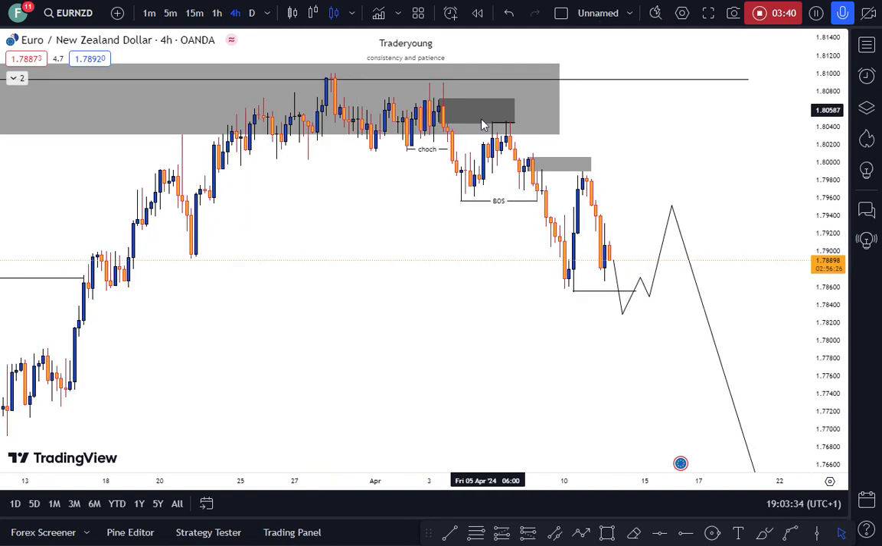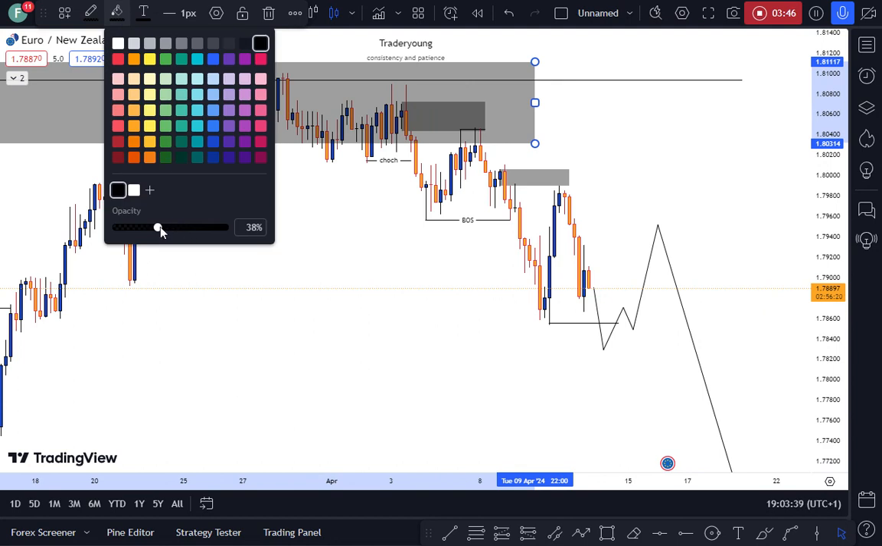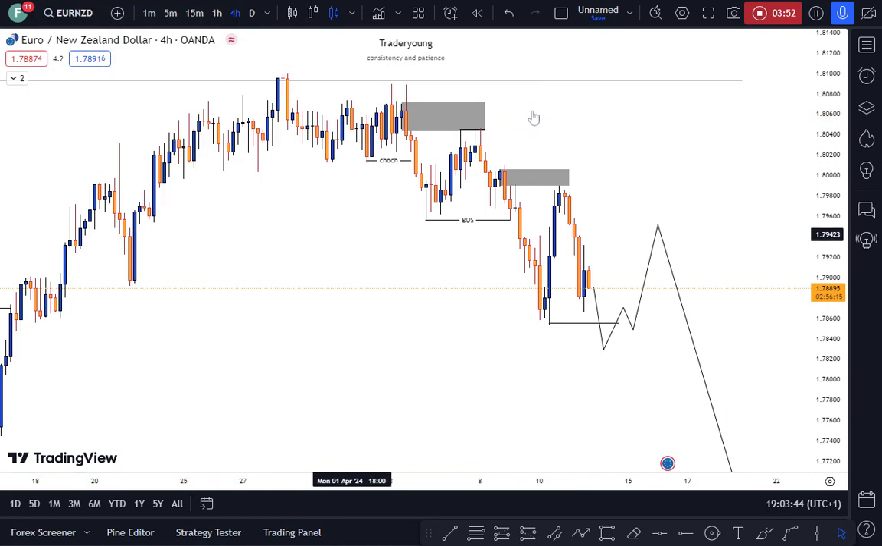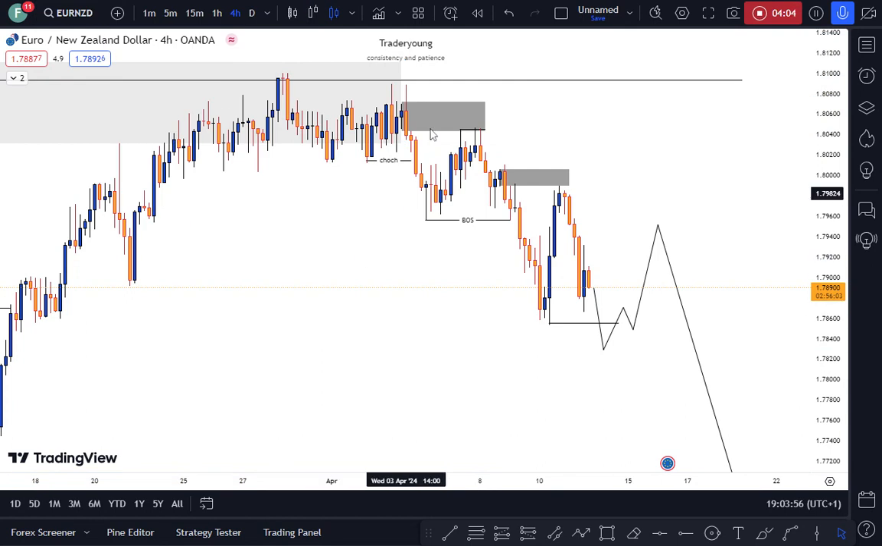So price came back into an institutional point of interest. Let me just reduce this. Okay, I think that's too much now. So price came back to this other block here from the 4 hours and started selling after sweeping liquidity. If you notice, it took out liquidity here and is selling. It gave us a break of structure, confirming the sell, and came back to this other block again and is dropping.